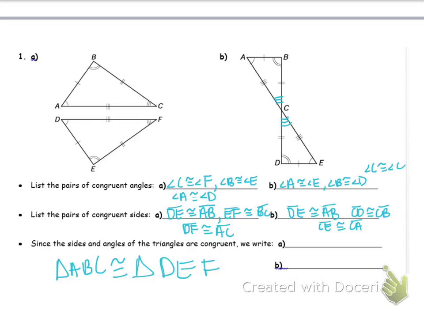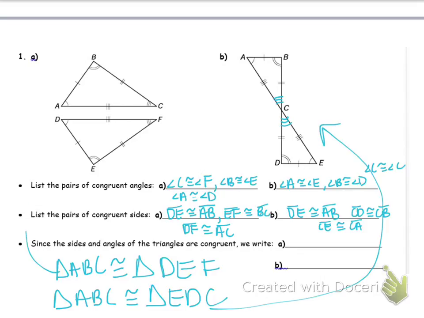Okay, so my next one, I said all of the sides and angles are congruent, so I could say triangle ABC again is congruent to triangle A matches with E, B matches with D, and C matches with C. That was for my second picture. This was for my first picture.